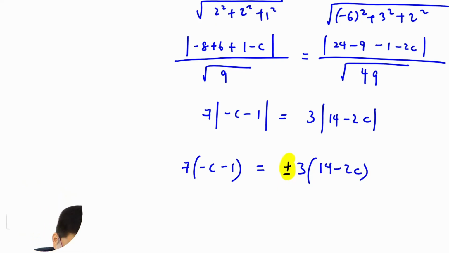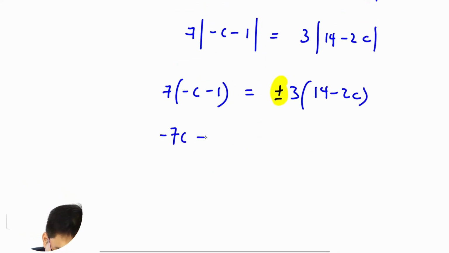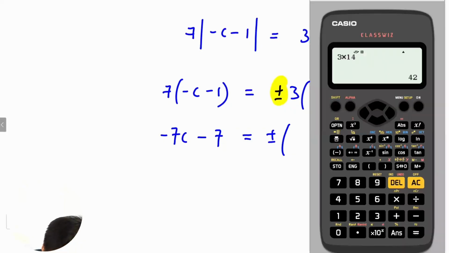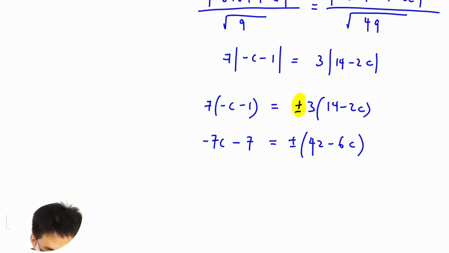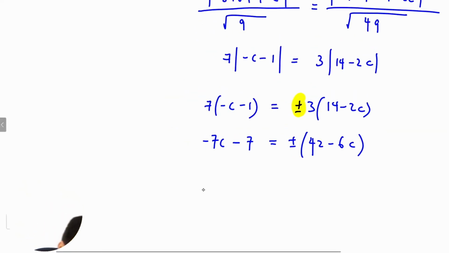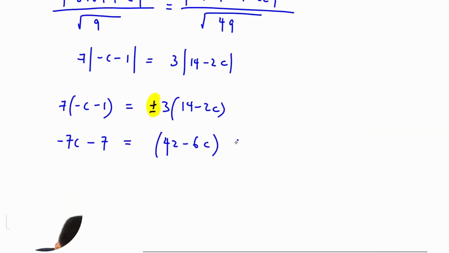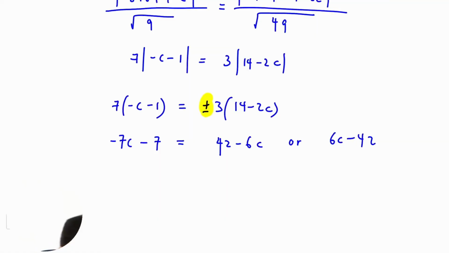This case here now is where we start praying to any gods we believe in, because if there is any careless mistake, I am not there to help. 3 times 14, 42 minus 6C. Oh, good job. I think that's the answer. 6C minus 42. Okay, then just solve here. So C will be minus 49.